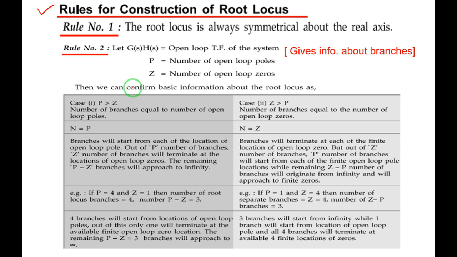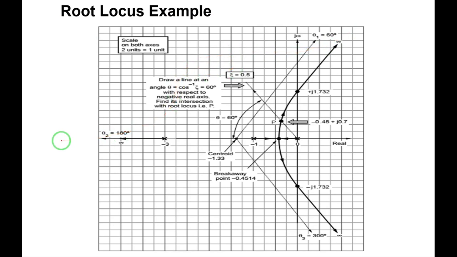Before constructing the root locus, we should know the rules for how to construct it. So we will see the rules for the construction of the root locus, right? Rule number one. What is rule number one? The root locus is always symmetrical about the real axis. Yes, you can observe here. This is one example. This is the real axis.